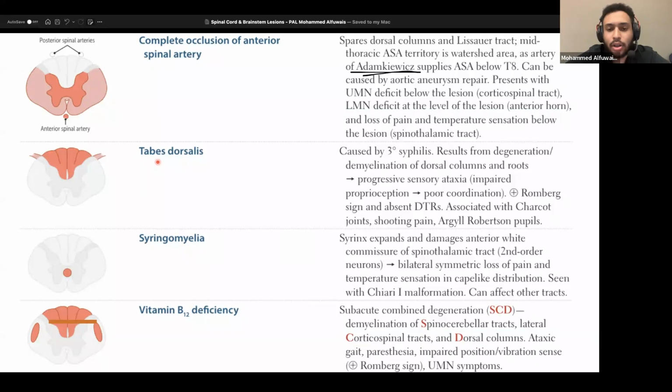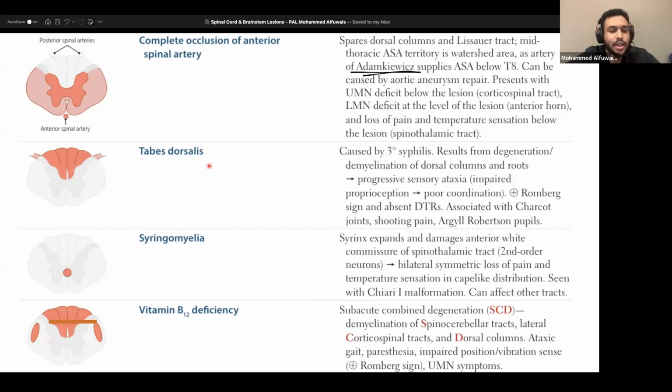How do you test for it again? Positive Romberg sign. The patient won't be able to tell where their finger is when you close their eyes. And then you'll have loss of vibration. You check with a tuning fork and they can't feel anything. So that's typically how they present. Now for specific lesions, the first thing is tabes dorsalis.